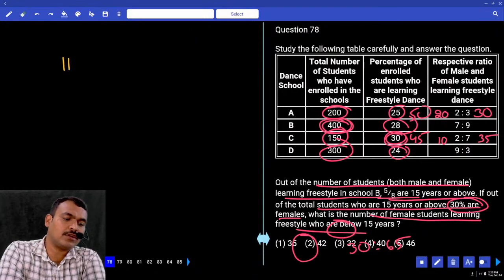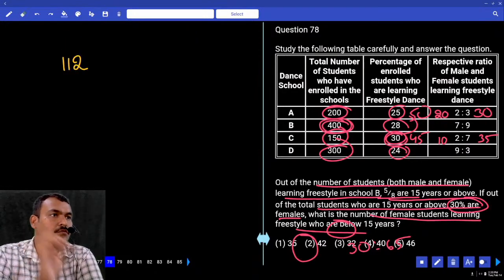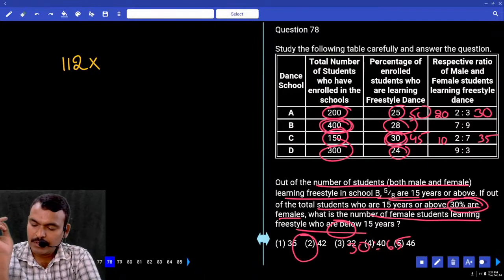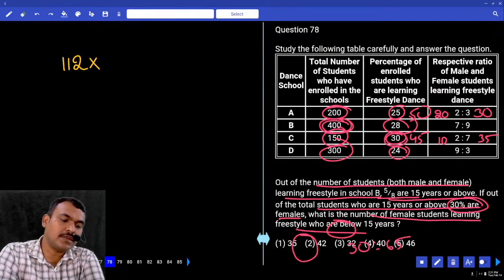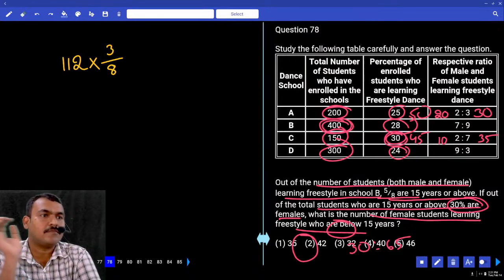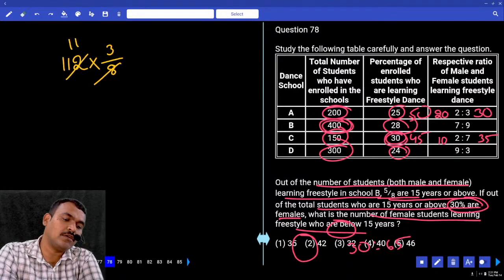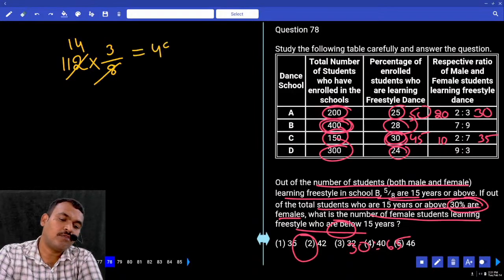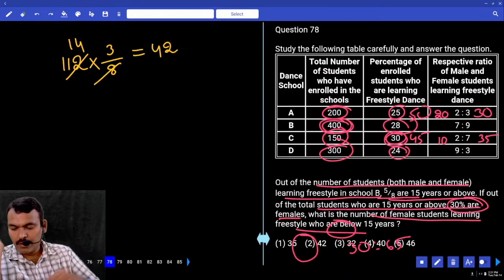Just one minute. What is the total freestyle learning? 112. In that, 5 by 8 are 15 years or above. Means remaining 3 by 8 are less than 15 years. 8 how many times? 14. 14 threes are 42. What is the question here?